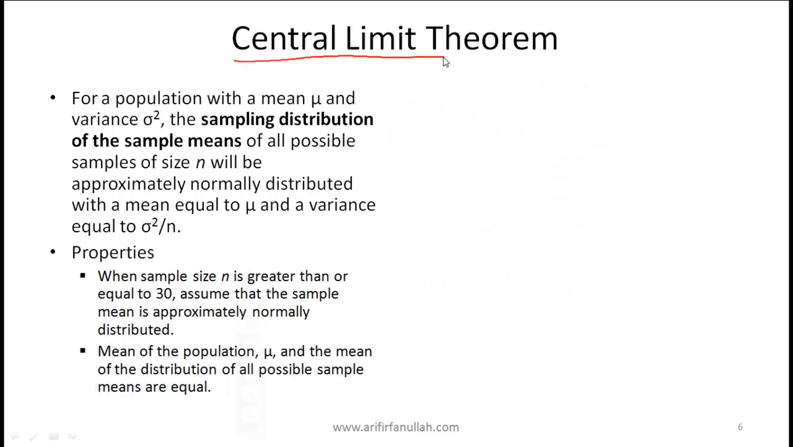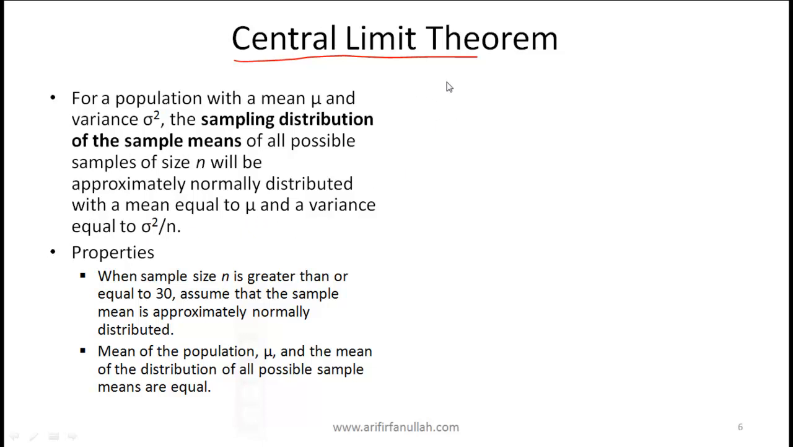So the central limit theorem deals with the sampling distribution of the sample means, which we were just talking about. And the central limit theorem, which is extremely important, says that for a population with mean mu and variance sigma squared, the sampling distribution of the sample means of all possible samples of size n will be approximately normally distributed, with a mean equal to mu and a variance equal to sigma squared over n.